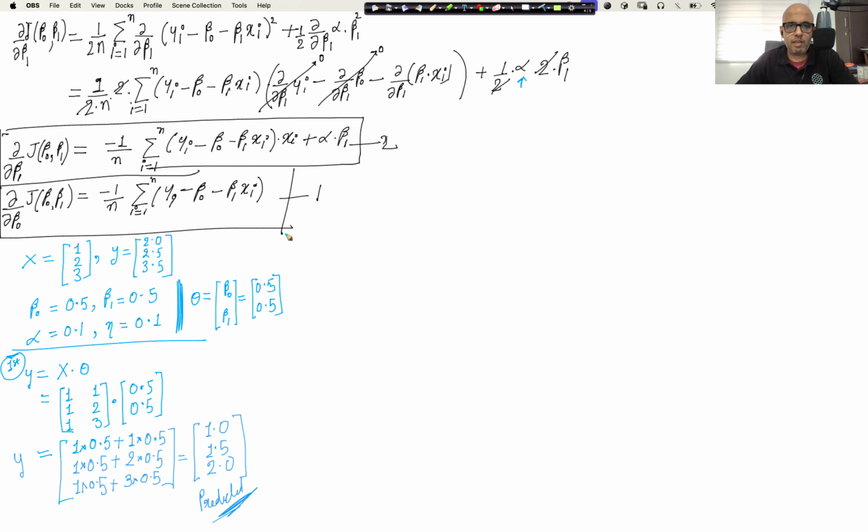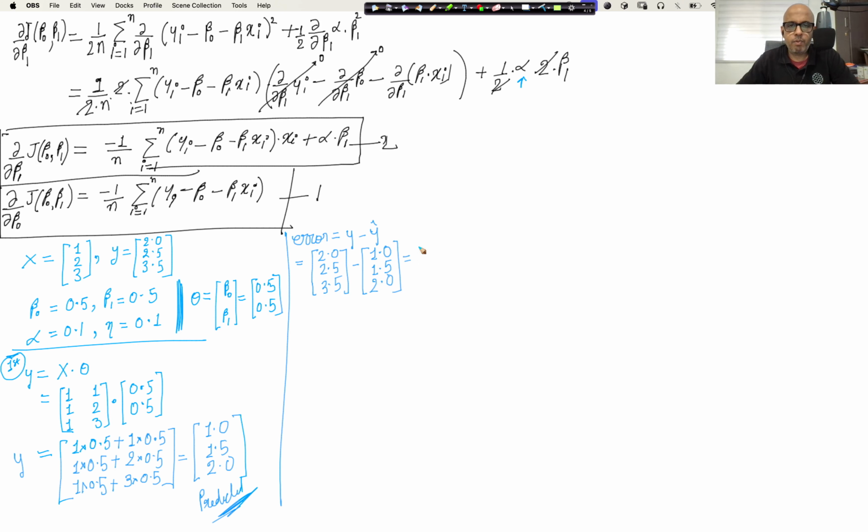What we can do next is calculate the error. So the error is simply going to be y, which is the actual value, minus y hat, which is going to be the predicted value of y. And the actual value of y that we assumed was 2.0, 2.5 for the second data point, and 3.5 for the third one. If we subtract our predicted values are a bit off. We have 1.0, 1.5, and the last value is 2.0.